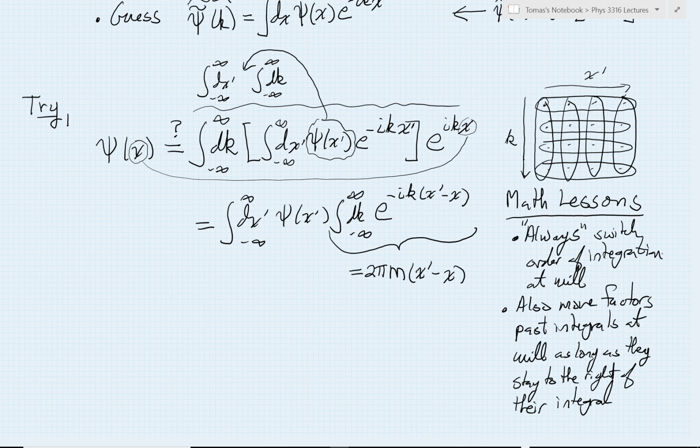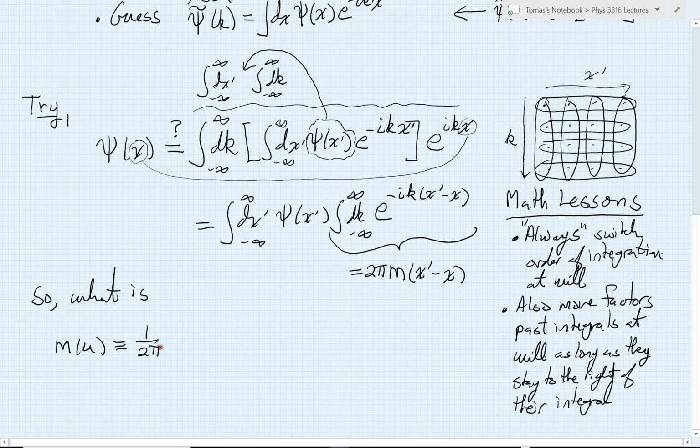Okay, so then the question is, what we want to know is, what is that function? What is this function m of u? And I've defined it now, as you can see, to be 1 over 2 pi times this integral. So 1 over 2 pi times my integral from minus infinity to infinity dk of e to the minus ik, and I noted that this only depended on x prime minus x. So as you can see, I'm letting u equal x prime minus x. So it's really m of u is e to the minus ik times u.